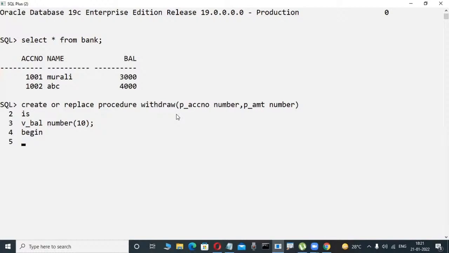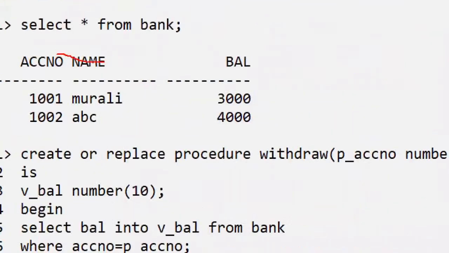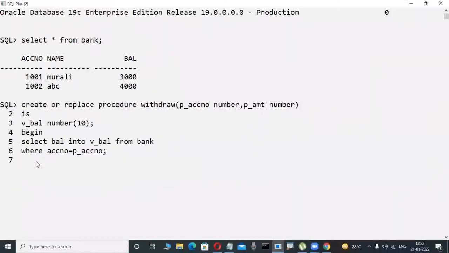Now concentrate here. There is some coding: select balance into v_balance from bank where account number is equal to something. You may not have an idea about these things, but observe them logically. They are actually very easy. Bank is a table, and in this table format your transactions are stored. I'm using this table in this PL/SQL code to check the balance through the account number.